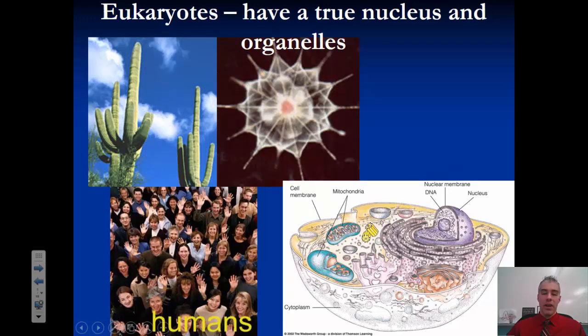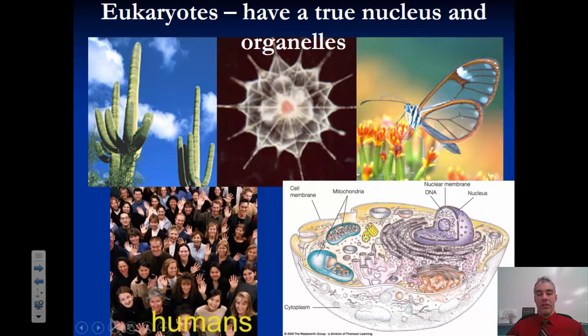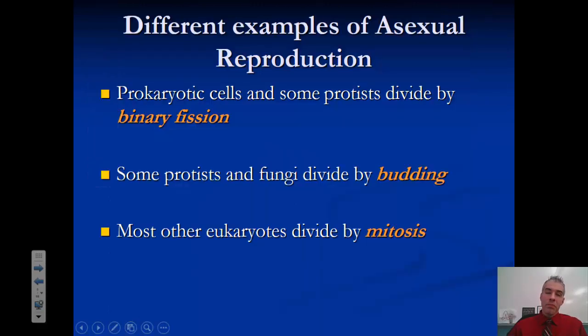These are different types of eukaryotes. We have humans, plants, diatoms, and a generic eukaryotic cell, as well as insects. But there are many different types of eukaryotes aside from this as well.